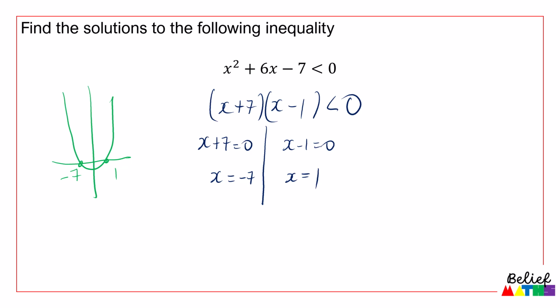We want our quadratic to be less than 0. To be less than 0 means it needs to be underneath the axis. So we're looking just at this section here. So therefore we know the values that satisfy this inequality are between minus 7 and 1. And we know it's not inclusive, it doesn't have the equals on there. So we end up with minus 7 is less than x is less than 1. In the next example, we'll look at what happens if the sign was the other way around.